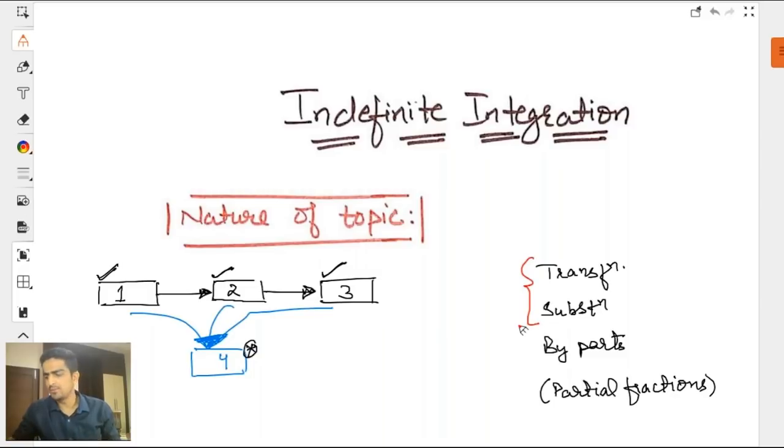Transformation, by transformation I mean something is given to you which is not directly integrable. You just transform it using some tools and bring it into a form which is integrable. Substitution. You substitute something so that the integrand looks better. By parts. You know the product rule of differentiation, right? This is a corresponding thing in indefinite integration. By parts. Last is partial fractions.